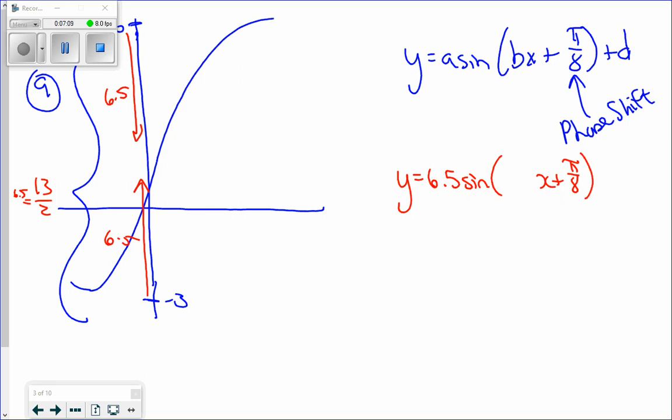Okay, so you can do this either way. You can go up 6.5 from -3, or you can go down from the 13, or sorry, down from the 10, 6.5. Either way, you'll land at 3.5.